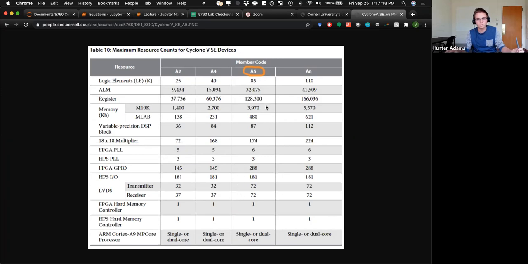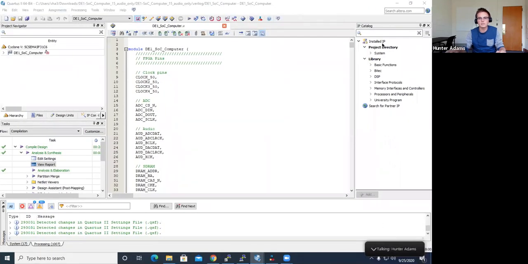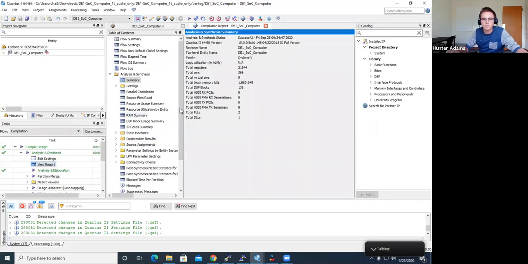So these are the resources that we're trying to push. And let me show you in Quartus how to look at these things. So this is the project. This is a Lab 2 project, my Lab 2 project that I just compiled. If I want to see how many resources I'm using, over here in the compilation window, in the analysis and synthesis menu, for example, I can double click on view report. And this is going to pull up the compilation report and show me the resources that my design is using.